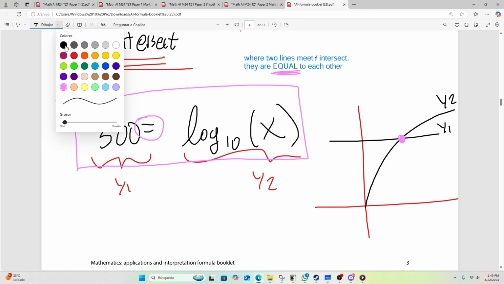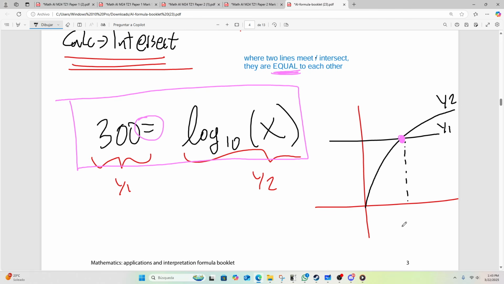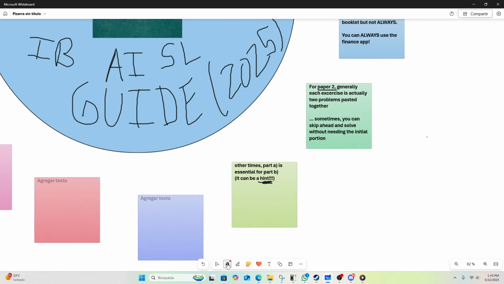And so wherever they meet, and again, I'm making this up completely, let's say this is x equals, I don't know, 7. Boom, you just found your solution using calc intersect. Okay, and when I say calc intersect, I mean you plug this in as y1, you plug this in as y2, and you literally graph it onto your calculator. Okay? Now, I will put the video in the description to explain this better.